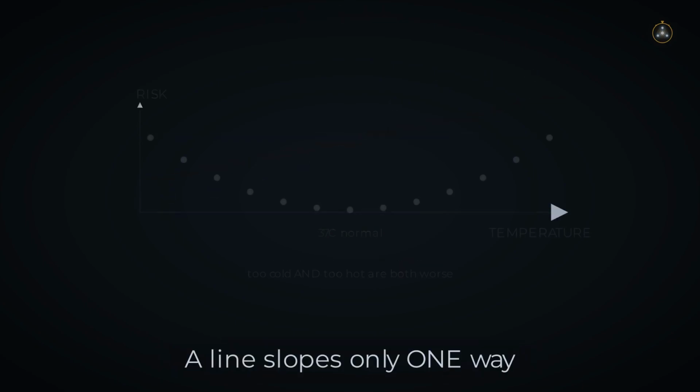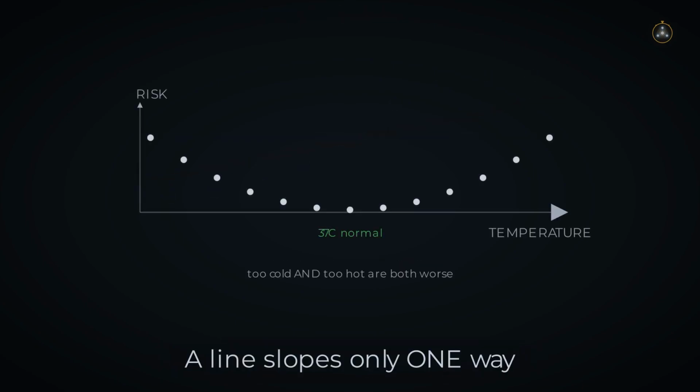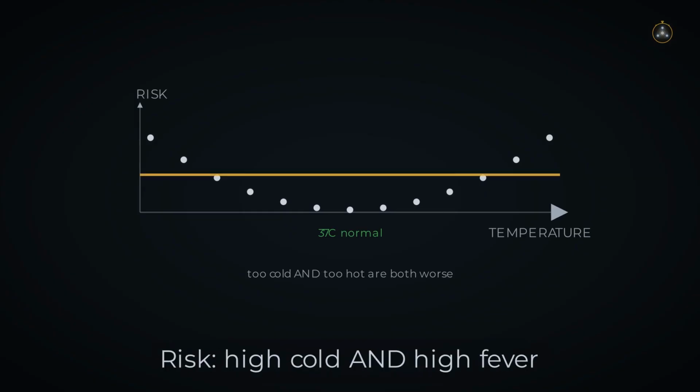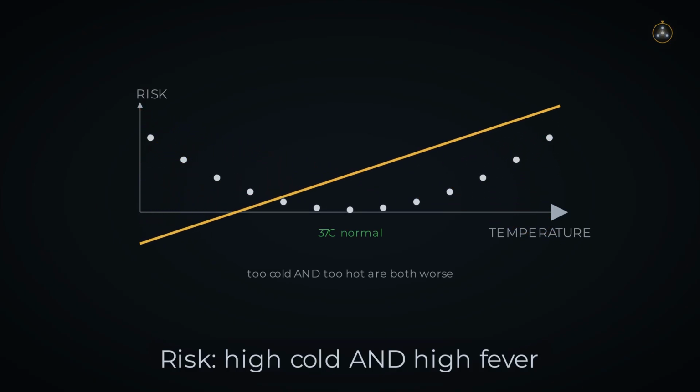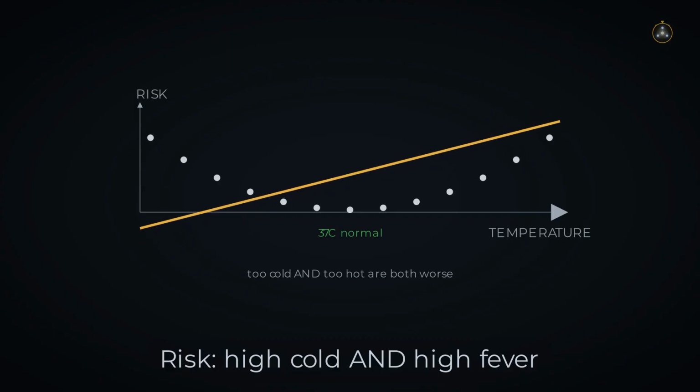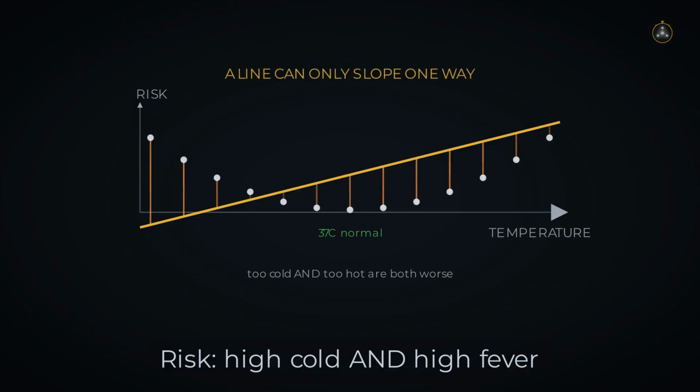And a straight line has a hard limit. It can only ever slope one way. Here's real data that breaks it. This is health risk. High when you're too cold, lowest in the middle, high again with a fever. A U-shape. Now, before I draw the line, where do you think it goes wrong? Watch. Catch the cold side and the fever side runs backward. One slope can't fit a U.